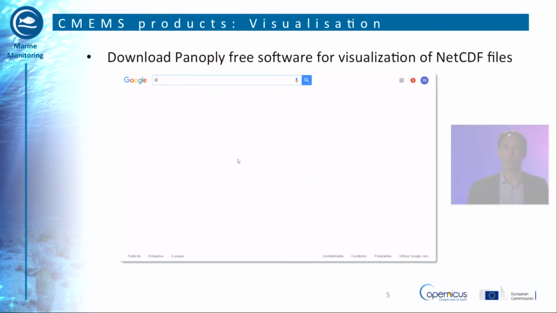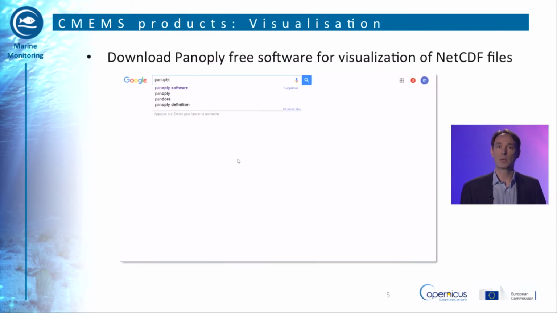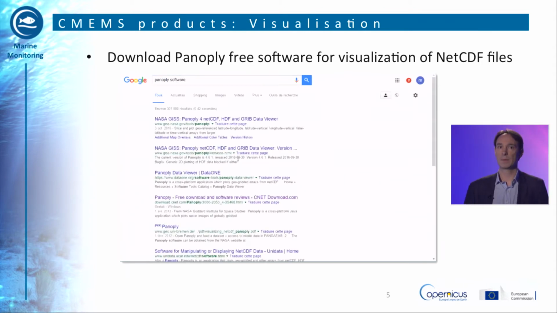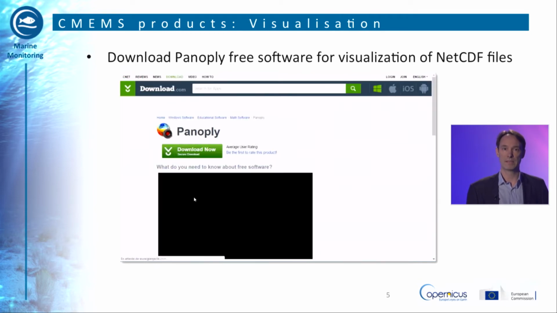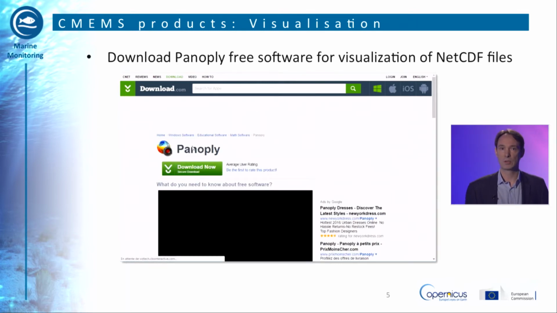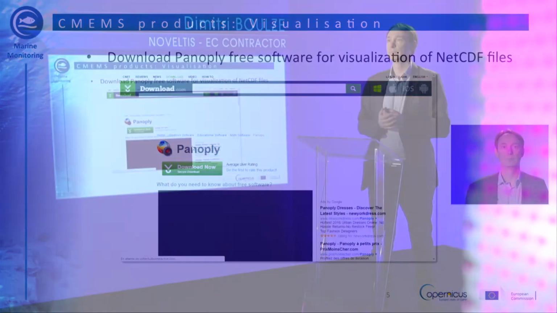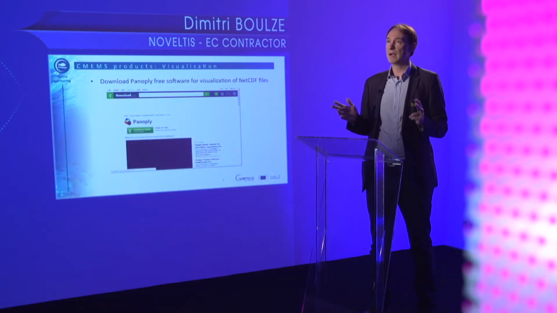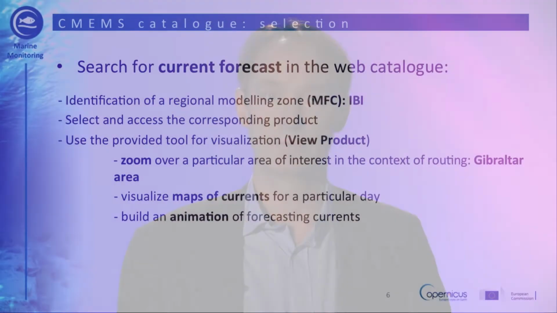CMEMS datasets are provided as netcdf files that require particular software for the visualization. The following video explains how to download the Panoply free software necessary for the visualization of the downloaded datasets. First of all, go to a web page such as Google or Qwant and search for the Panoply software. Click on the link giving access to the download of the software and download it. Now all the netcdf files are recognized and can be opened by double-clicking from your Windows directories.